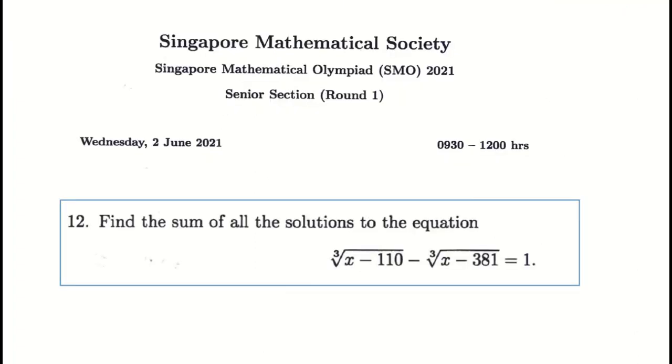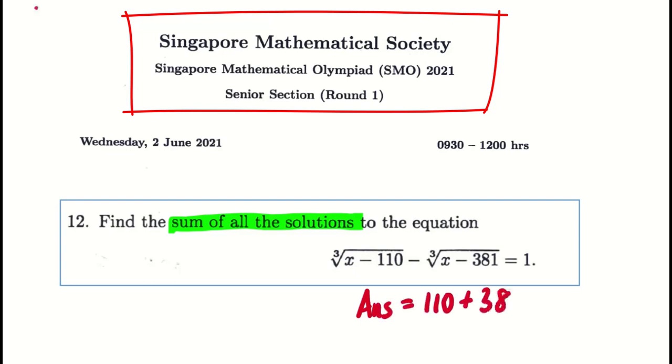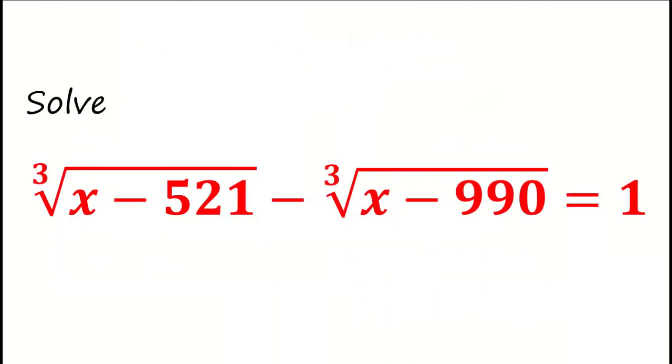Armed with this knowledge, we can answer similar questions, such as the one from the Singapore Mathematical Olympiad, without explicitly solving them, since the answer is simply the sum of 110 and 381. It's always beneficial to practice what you have learned. Feel free to try this question and share your answer in the comments.